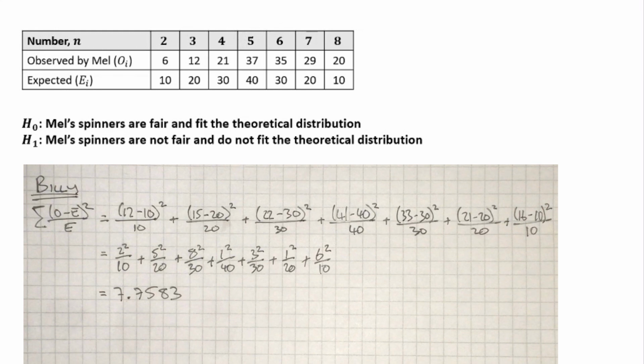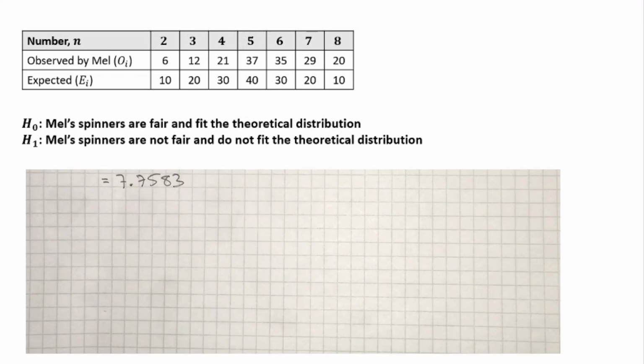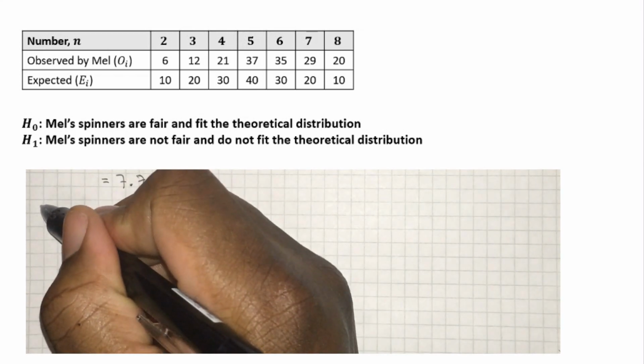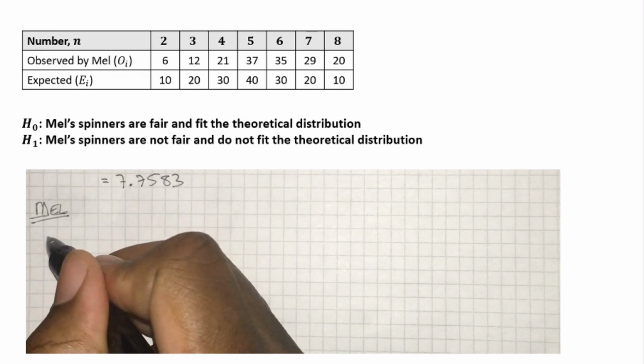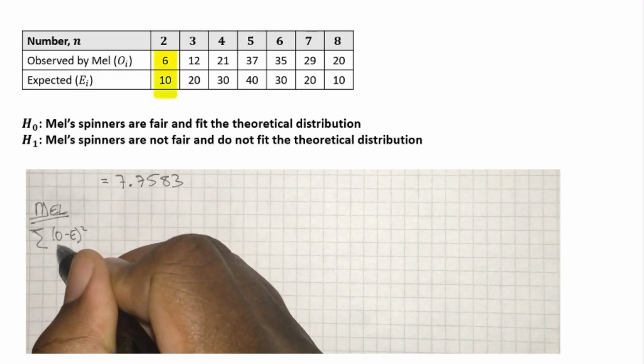We're now going to calculate a similar thing for Mel. If Mel's score is higher, we're going to assume she has the biased spinner. If Billy's score is higher, we're going to assume he's the one with the biased spinner.